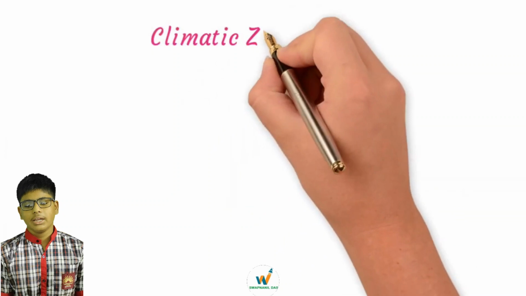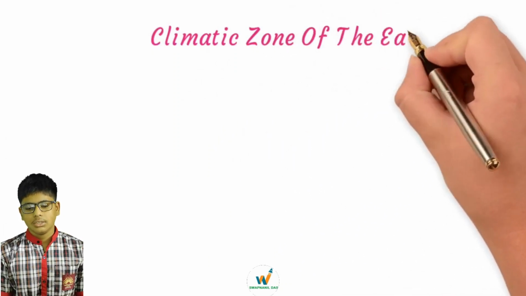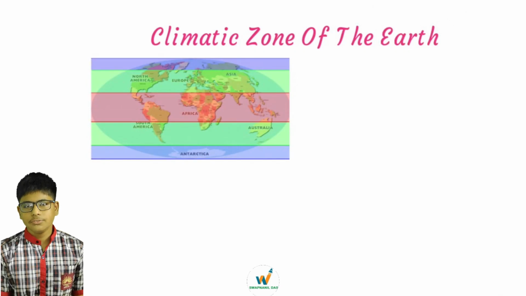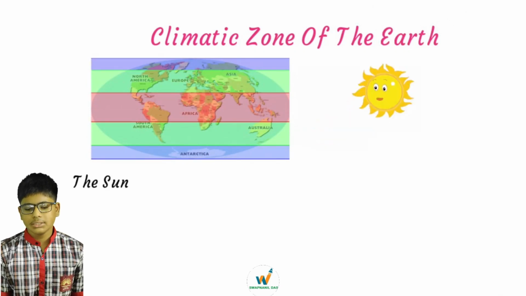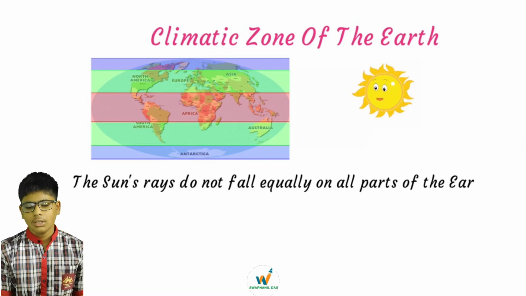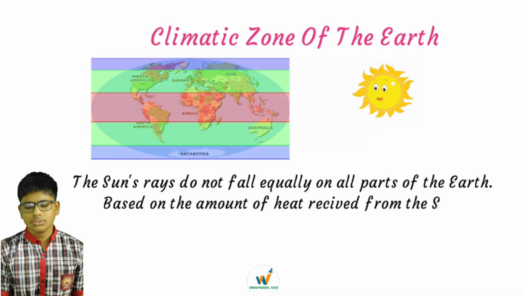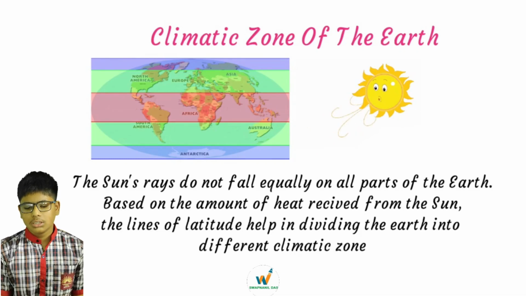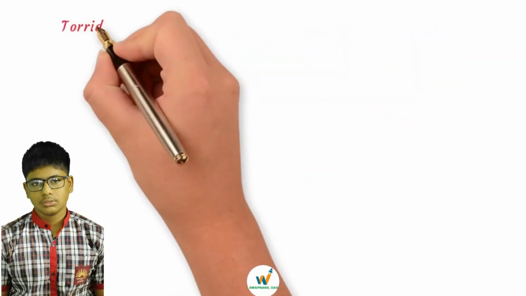Now coming to climatic zones of the Earth. Let's have a look. The sun's rays do not fall equally on all parts of the Earth, based on the amount of heat received from the sun. The lines of latitude help in dividing the Earth into different climate zones.